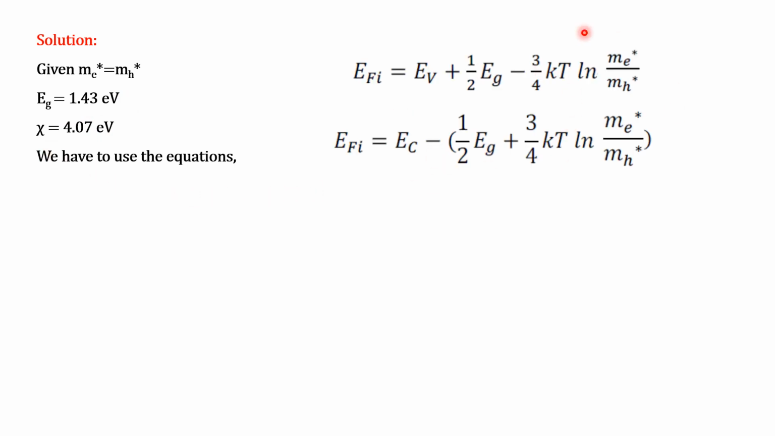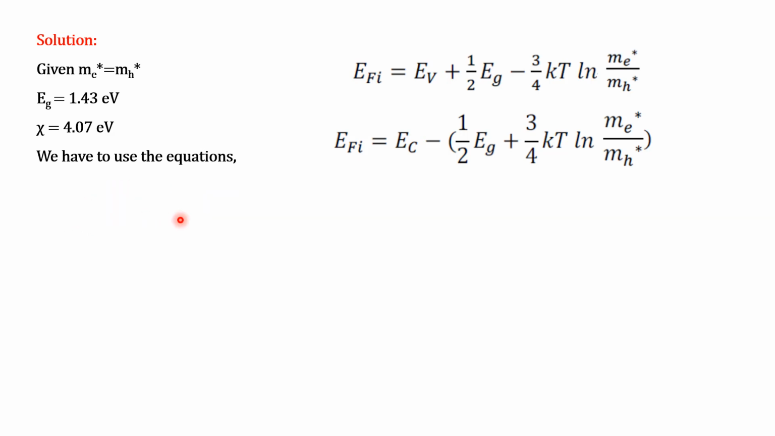This is the equation that you have to use. With respect to the valence band, EV means the energy of the valence band maximum and EC is the energy of the conduction band minimum. Either you can use this equation or that equation. For convenience, we will be using this equation. Now that you have the equation, can you please substitute and tell me the answer? Once you know the value of EFI, we will be able to find out the work function.